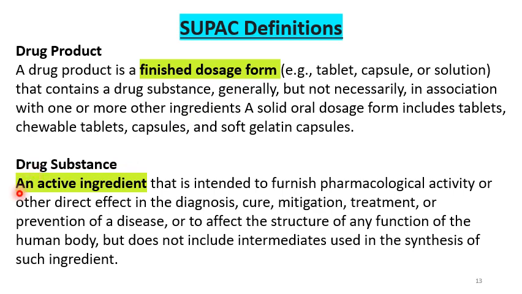Drug substance is an active ingredient that is intended to furnish pharmacological activity or other direct effect in the diagnosis, cure, mitigation, treatment or prevention of disease, or to affect the structure or any function of the human body, but does not include intermediates used in the synthesis of such ingredients. In the drug substance definition, we should not include the intermediates.